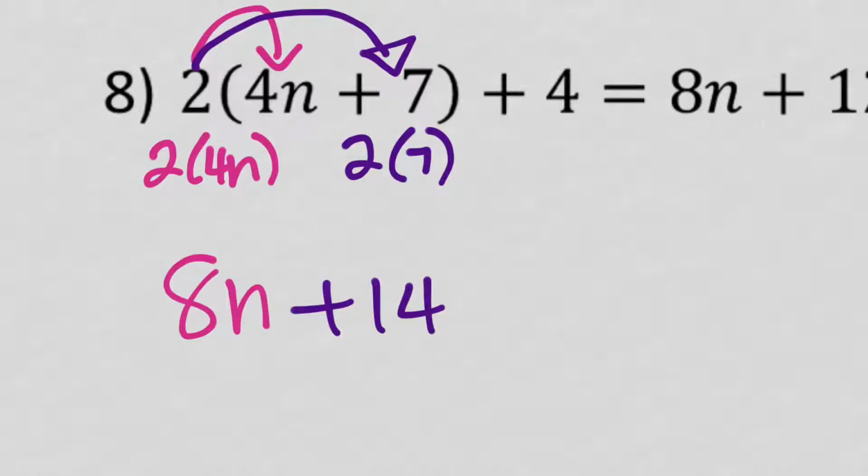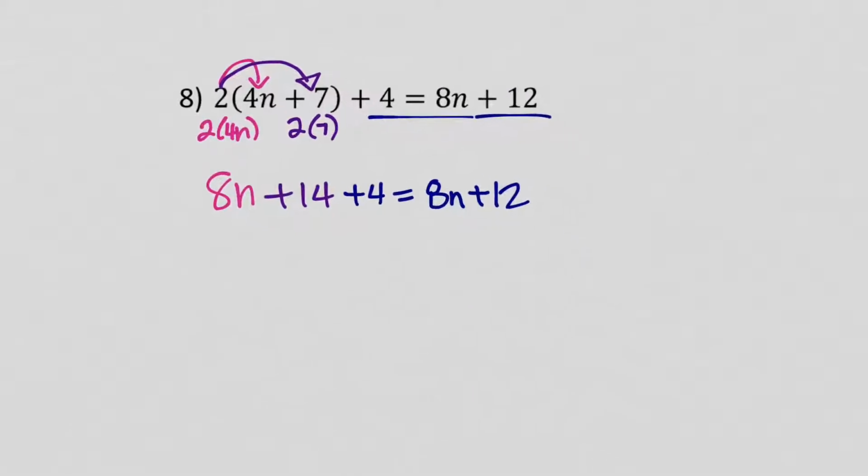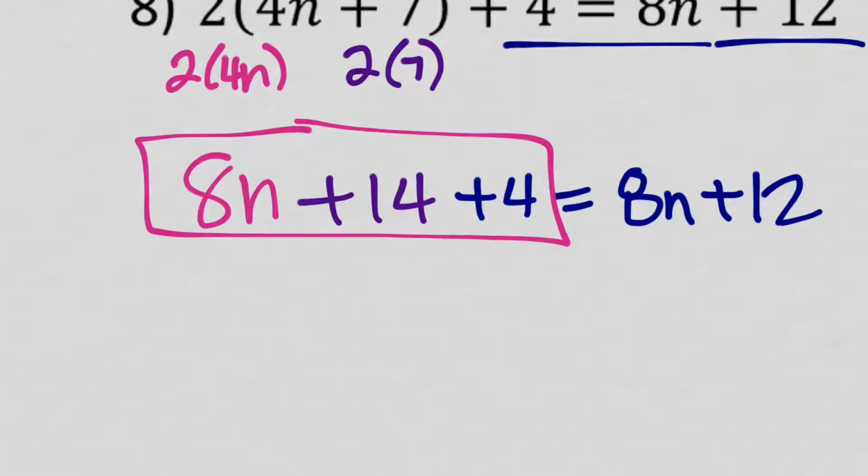Then I rewrite in blue the rest. So everything else that I have, I'm going to rewrite. Now on the left side of my equal sign, you're going to notice that you have more than 2 terms and you have some like terms. Well, this guy has an n. Does anybody else in here have an n? No. So 8n doesn't have any like terms. I'm just going to rewrite him.